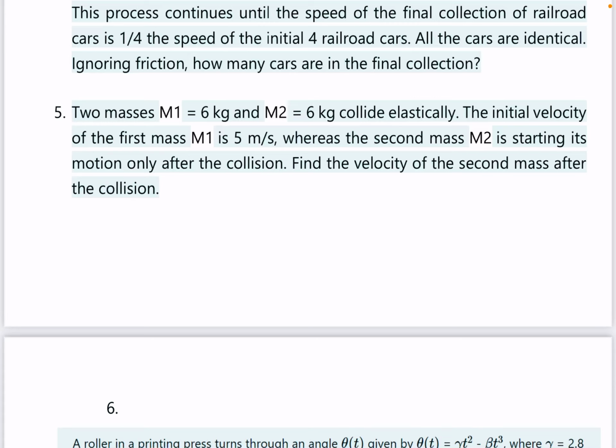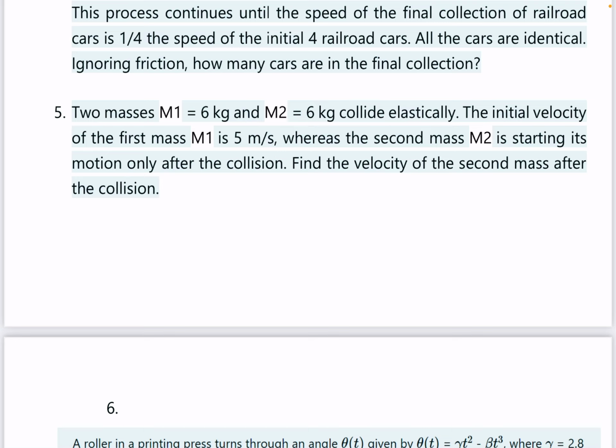So here we have problem number 5. We have two masses, M1 and M2, that collide elastically. When objects collide elastically, that means energy is conserved, okay? Momentum is always conserved, whether it's elastic, partially elastic, or inelastic. Momentum is always conserved, but kinetic energy can be conserved only if the collision is elastic, okay?